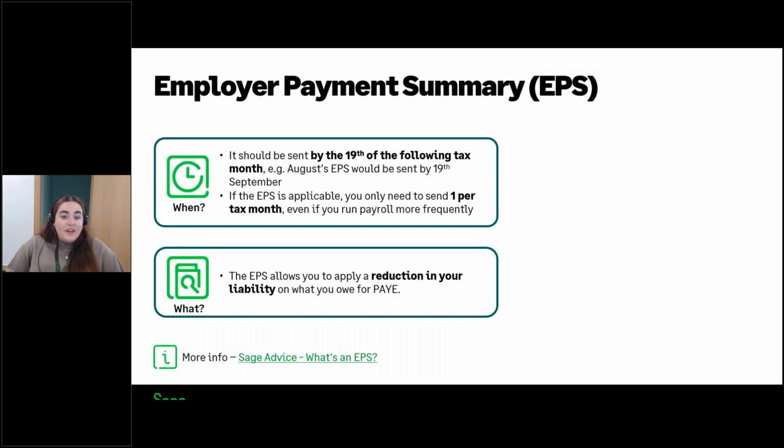The easiest way to think of it is the FPS tells HMRC how much you need to pay them, but then the EPS tells HMRC how much you're reducing that payment by. So it's allowing you to apply for a reduction in your liability.